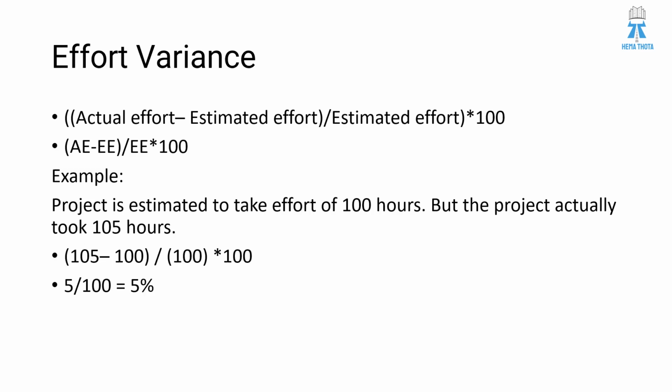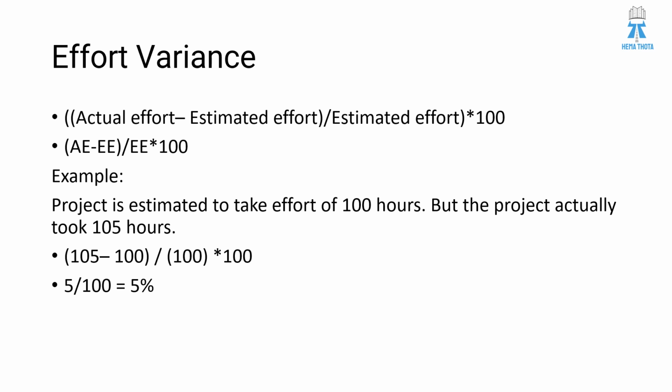And the next thing is effort variance. If you remember schedule variance, effort variance is also easy to remember, because the formula is actual effort minus estimated effort, by estimated effort, into 100. Similar to the schedule variance, we have AE minus EE by EE into 100.